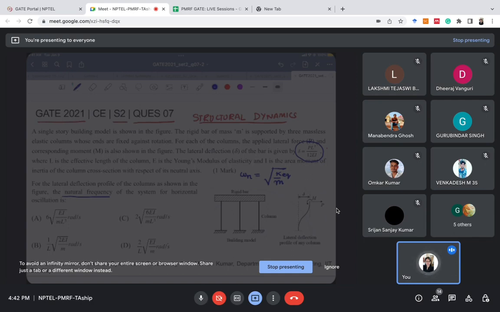We simply need to use the formula omega equal to under root of k by m. If there had been a single column, then K would be the stiffness of that column. But since there are three columns, it has now become a system. So the value of natural frequency will be calculated as under root of K equivalent by M. So now we need to find the value of K equivalent. If we get the value of K equivalent, we'll simply put it in the formula because mass is given as M only, and we will get the value of natural frequency. I hope the question is clear.